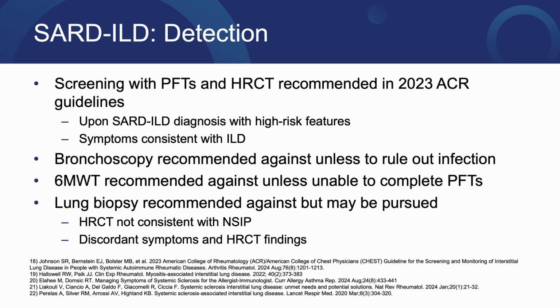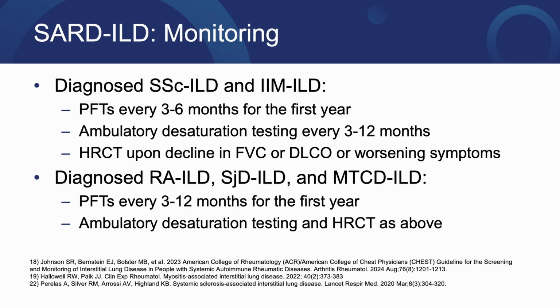Again, biopsy is recommended against, but may be pursued if our imaging is inconclusive and we just need more information before we can definitively say what's going on with that patient. But we do try to avoid it nowadays because now we have therapies that are approved for progressive fibrotic phenotypes, right? It doesn't matter what's causing that fibrosis, we have therapies approved, so we no longer need a biopsy to find out what it is.